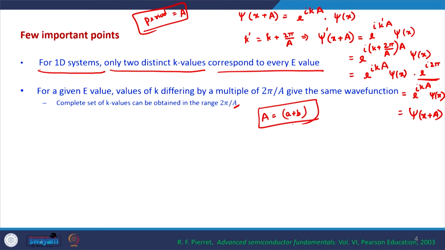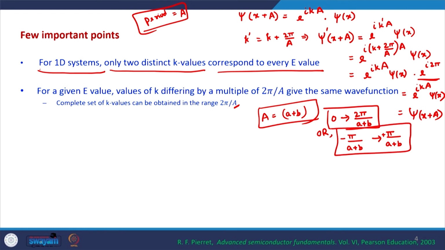So, all the valid k values, or complete set of k values, will be between 0 to 2 pi by a plus b, or minus pi by a plus b to plus pi by a plus b. Okay. And this is an important statement, please keep this in mind. This has a simple derivation as well. This is also clear from the mathematical form of the Bloch's theorem.